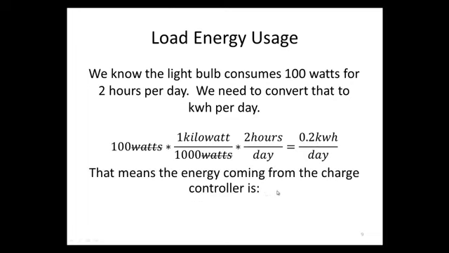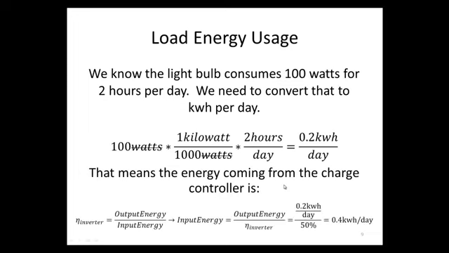So that means the energy coming from the charge controller is, again, we use that same equation we used before, except now we're going to use output energy and input energy instead of powers. We do the same equation because we can use efficiency with energy or power. And we find that we need 0.4 kilowatt hours per day coming out of the charge controller.